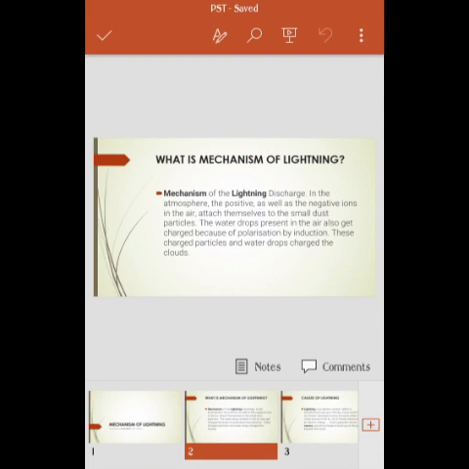In the atmosphere, the positive as well as the negative ions in the air attach themselves to the smallest dust particles. The water drops present in the air also get charged because of polarization by induction. These charged particles and water drops charge the clouds. The positive ions are collected in the upper region and the negative ions are collected in the lower region of the cloud because of their mass.